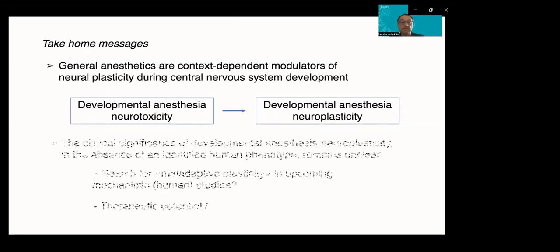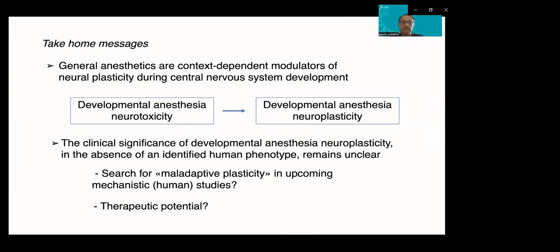And obviously, with all these fundamentals I've shown you, the clinical significance in the absence of a yet unidentified human phenotype remains unclear. However, when we consider the theoretical impact that these drugs can have on neuroplasticity, searching for a kind of maladaptive plasticity in upcoming mechanistic studies, either human or translational, can be interesting. And we may not just think about neurotoxicity, but, as has already been shown in some psychiatric diseases where anesthetics can improve function, maybe there can also be some therapeutic potential, or they can improve a certain kind of plasticity and function at a certain stage when we expose young children to anesthetics. Again, these are just pure speculations, and I will stop here and thank you for your attention.